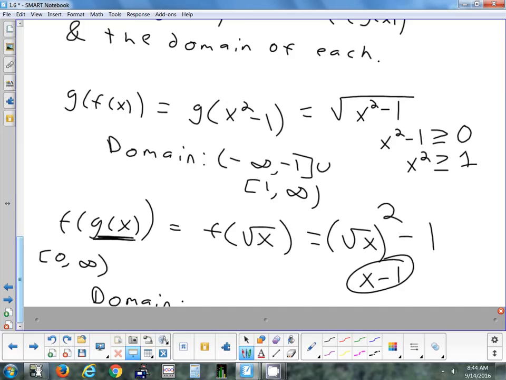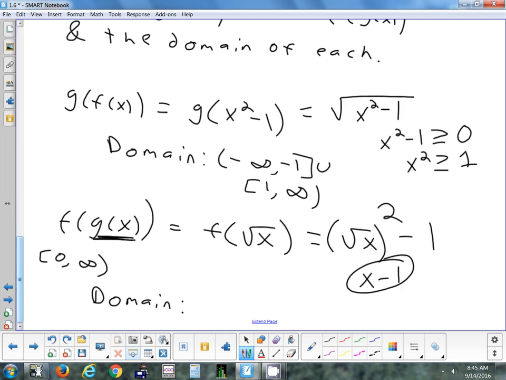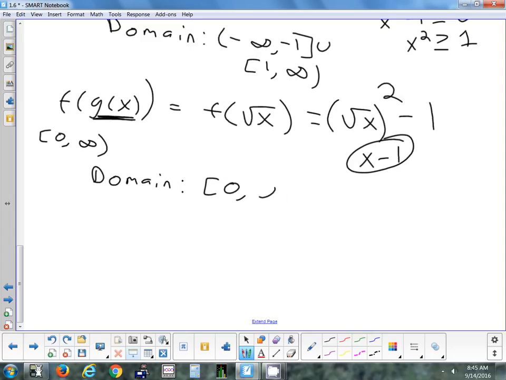0 to infinity. I'm going to write it off to the side. Now look at my final answer, x minus 1. Is there any number that you're not allowed to subtract 1 from? What do you think, Trevor? No, you can subtract 1 from anything. So this time there's no additional restrictions from the final answer. The restriction actually comes from the original composed function, which you'd never be able to tell looking at the final answer. So the domain here is only numbers from 0 to infinity. And I'm going to show you how you could graph that on the calculator.